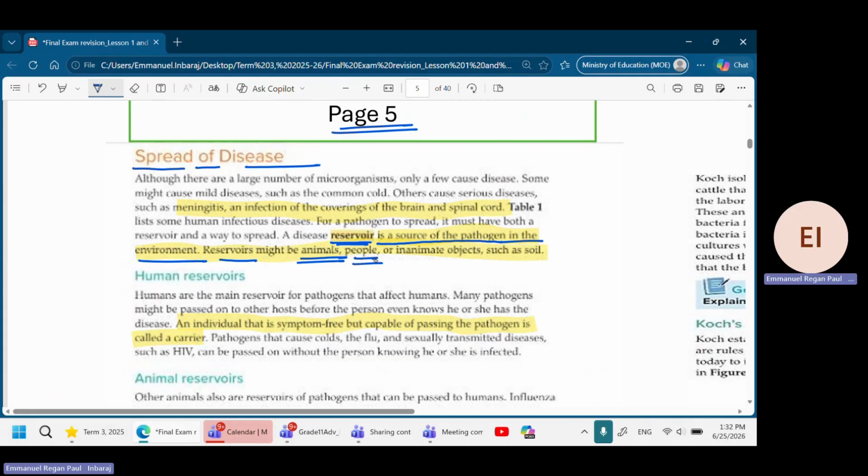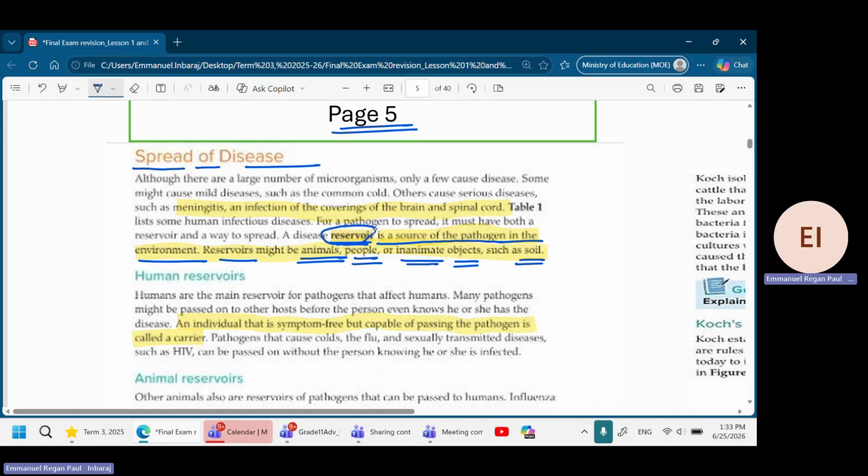The pathogens can live in people, or the pathogens can live in inanimate objects such as the soil. So animals, people, and objects can be a reservoir. Don't forget, a pathogen can live in some places. It can live in animals, on people, and on objects. So these things are called a reservoir.